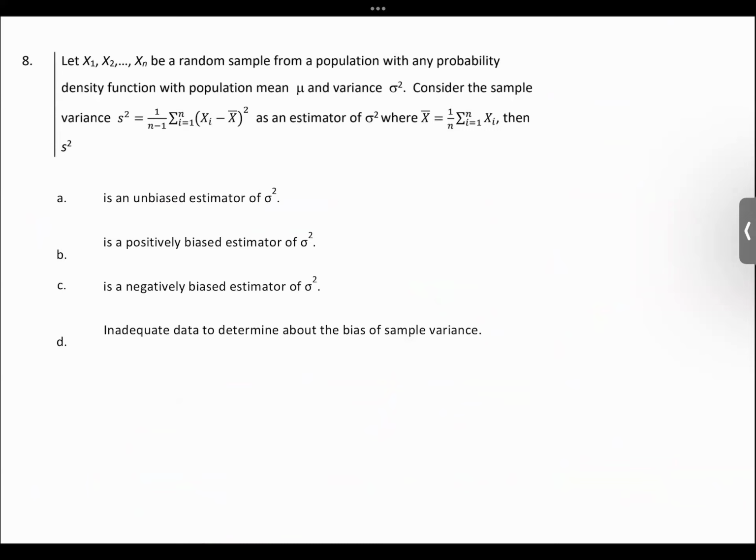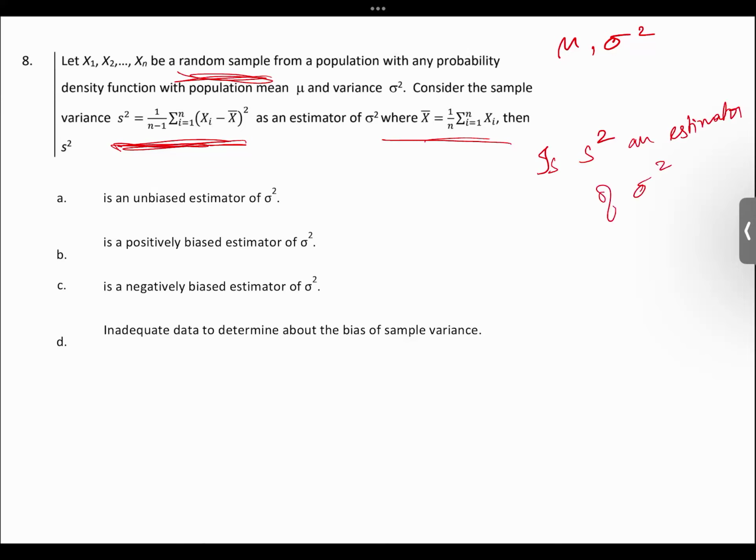Okay, let x1, x2 up to xn be a random sample from a population with any probability density function with population mean and variance. Consider the sample variance as an estimator of this. Remember earlier we saw some equations about S square and sigma. Here we just need to see if S square is an estimator of sigma square. So how will you know this?